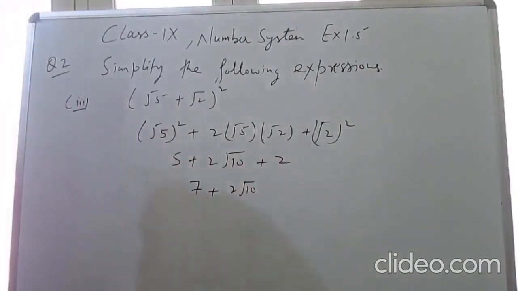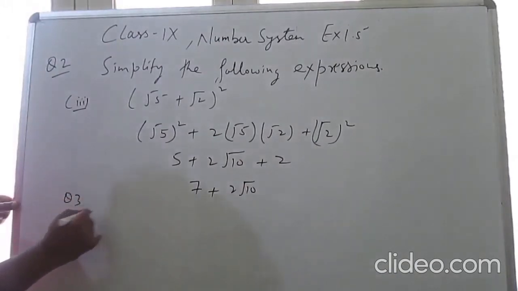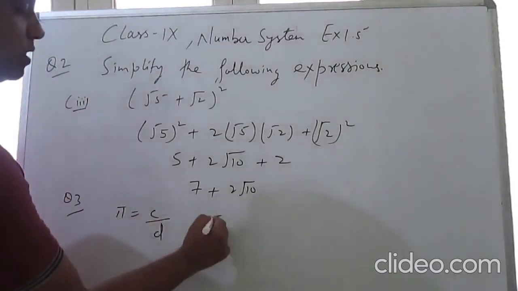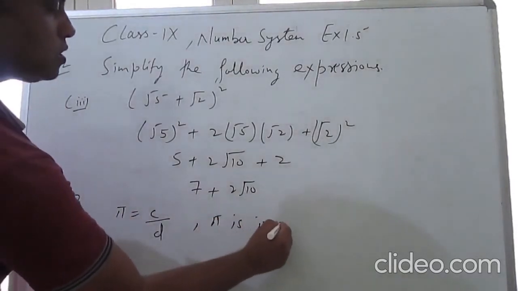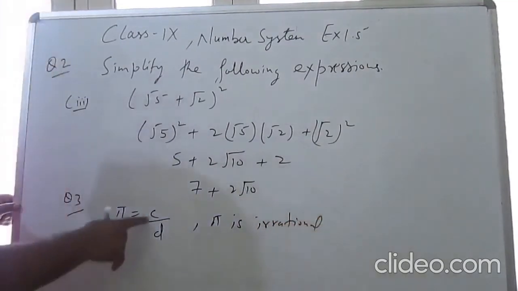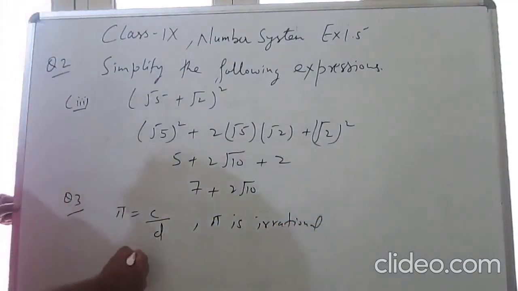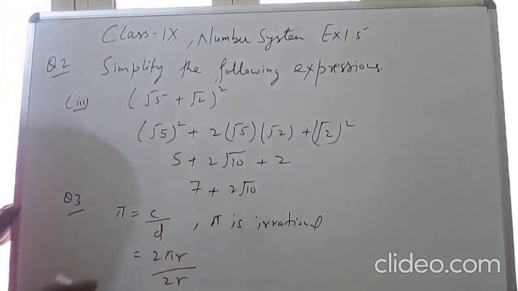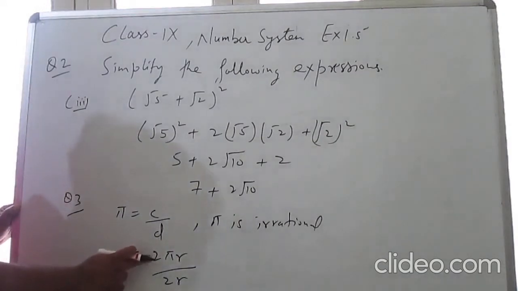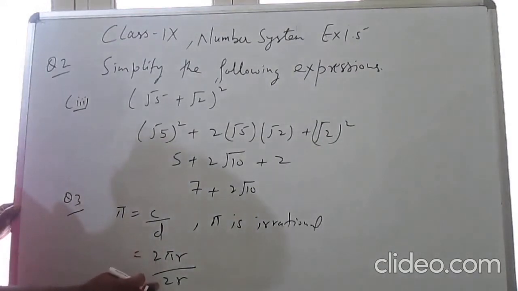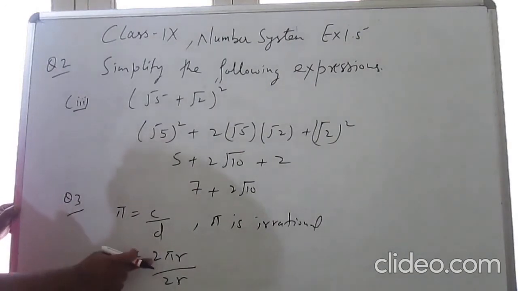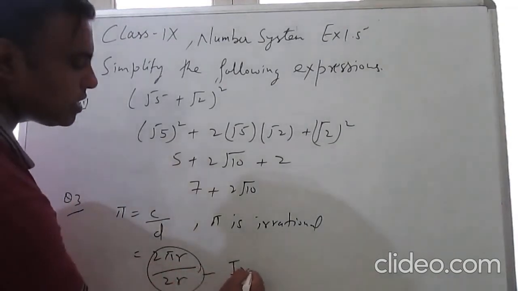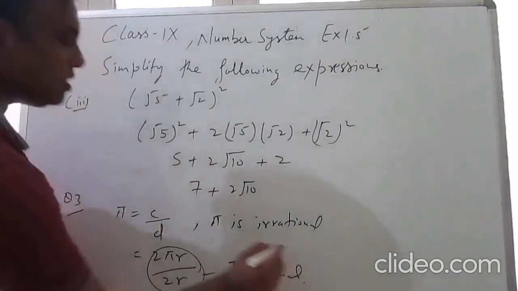Now there is one question, question number 3. Prove that pi is irrational. Here you see that it is in the form of p upon q, but c is equal to 2 pi r and d is equal to 2r. We know that in numerator it is an irrational number, in denominator it is a rational number. So the overall number is irrational. That's why pi is irrational.